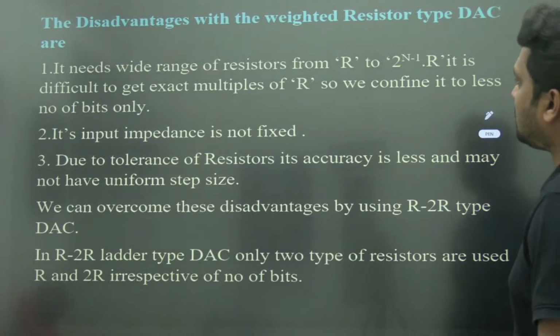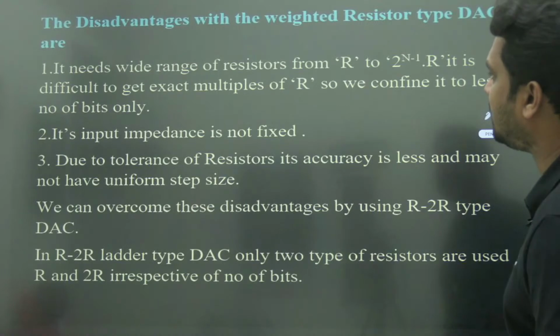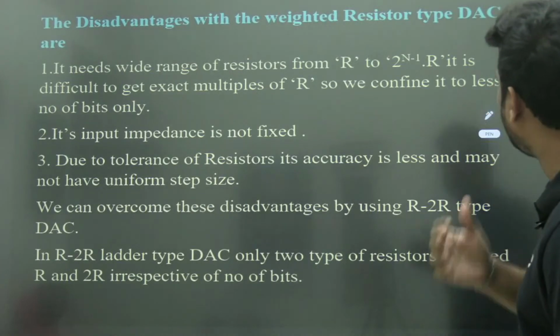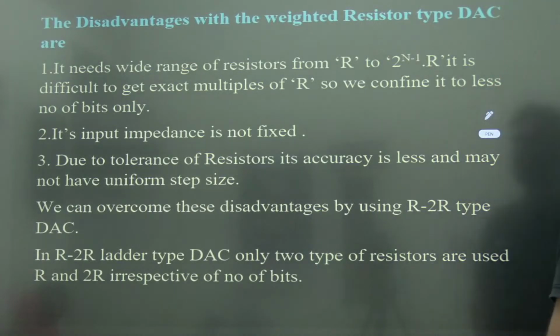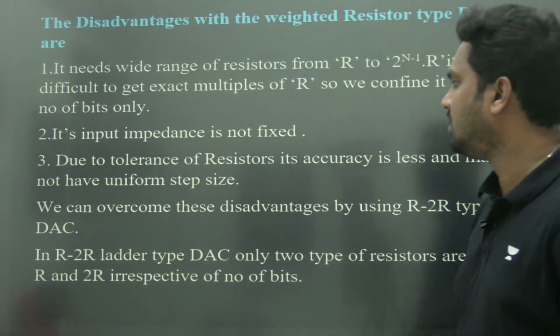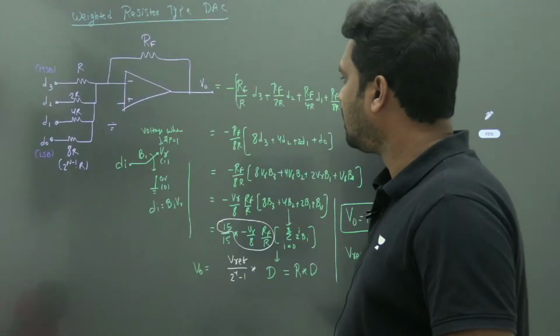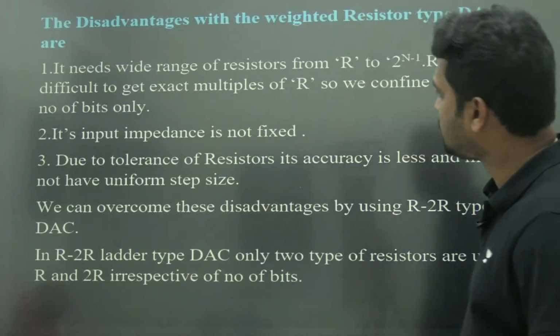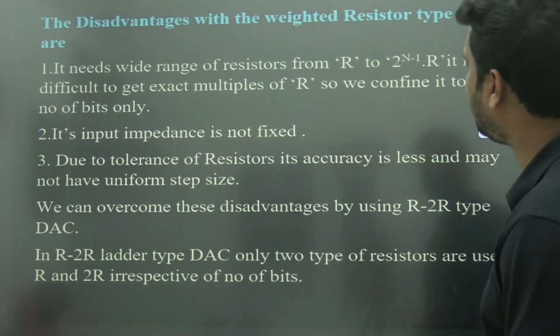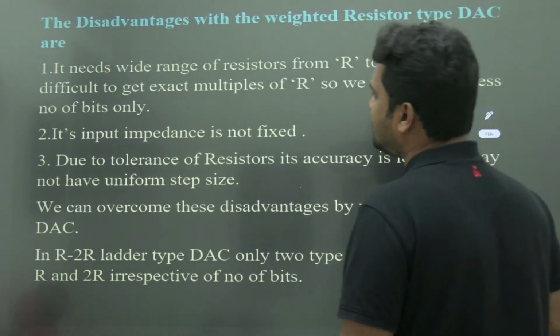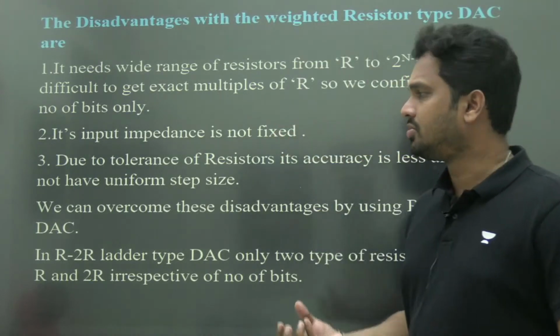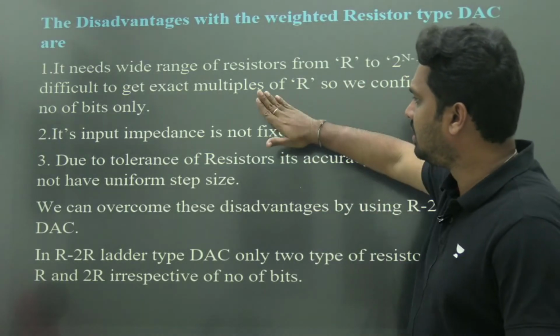The disadvantage of the weighted resistor type DAC is that it needs a wide range of resistors from R to 2 power n minus 1 times R. So here the last bit will be 2 power n minus 1. So it is difficult to get exact multiples of R. So we confine ourselves to a small number of bits only. So we will be limiting the number of bits.